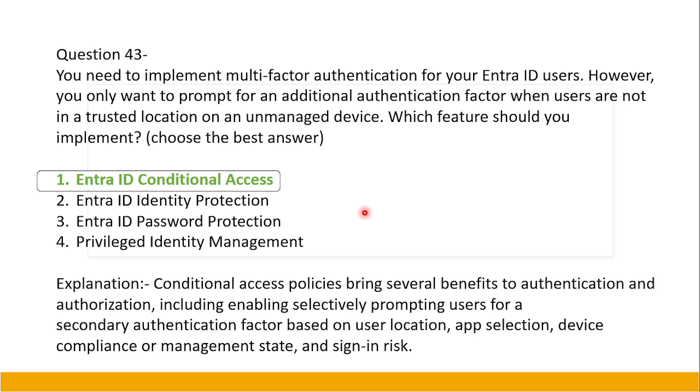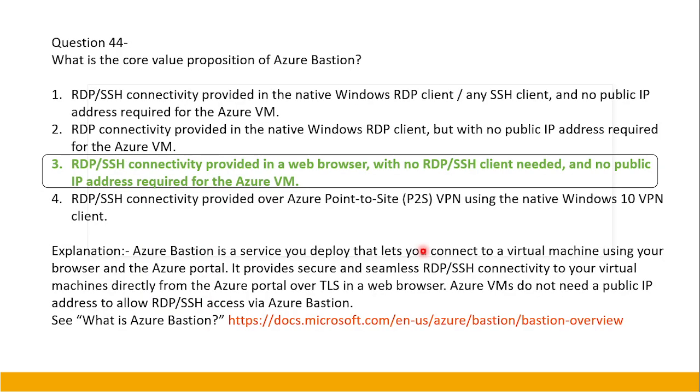The correct answer here is conditional access, because conditional access policies bring several benefits to authentication and authorization, including enabling selectively prompting users for a secondary authentication factor based on the user location, app selection, device compliance, or management state. Moving on to question number 44.